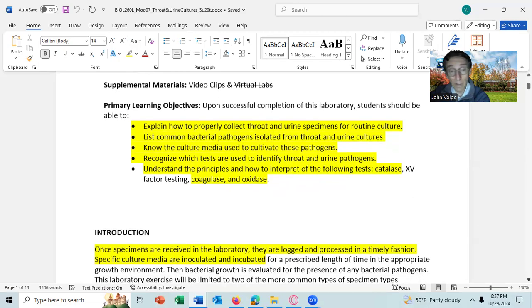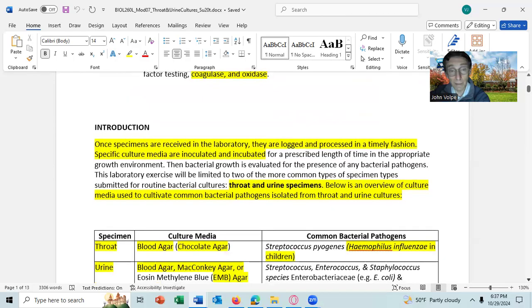All right. Once a specimen is received in a lab, they're logged and processed in a timely fashion. Specific culture media are inoculated and incubated depending on what species they're looking for. We're going to talk about specimens obtained from your throat and urine cultures.